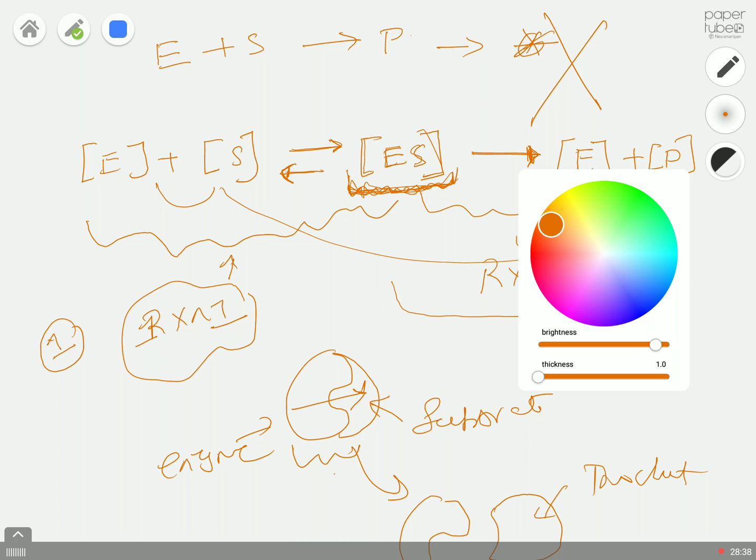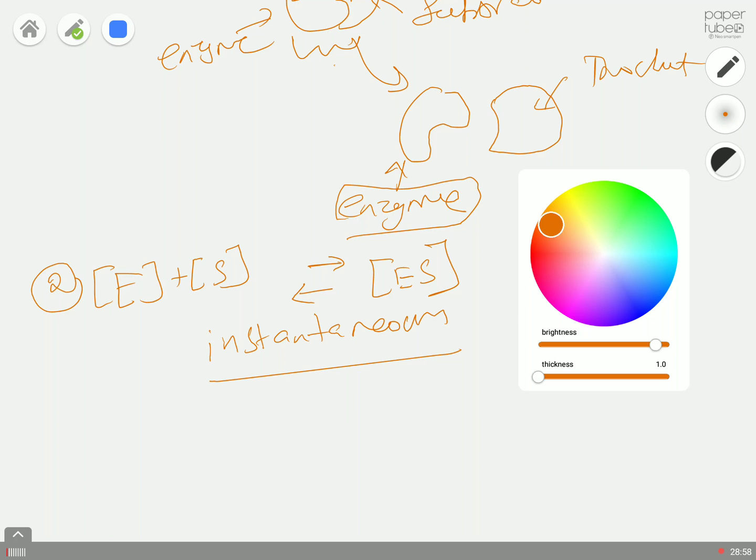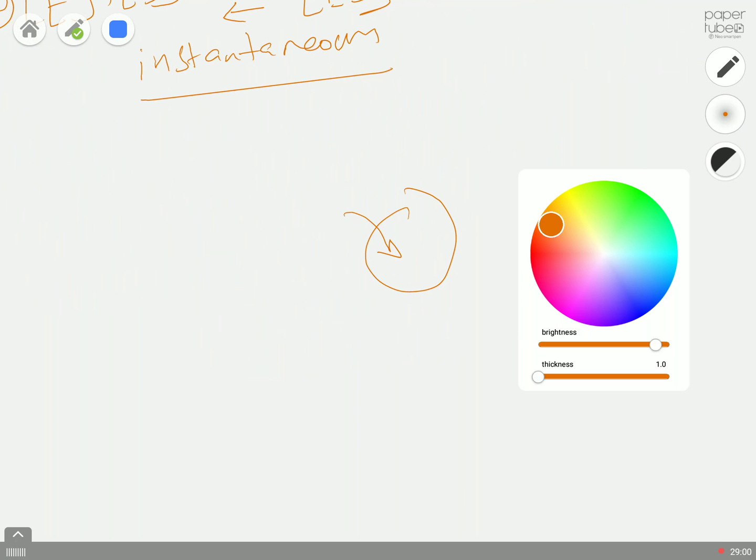So this is your first assumption. The second assumption is that this enzyme plus substrate association is instantaneous. So once you take your reactor, you add your substrate and you add your enzyme, they immediately associate together and form this enzyme substrate complex. So the time scale involved is almost negligible.